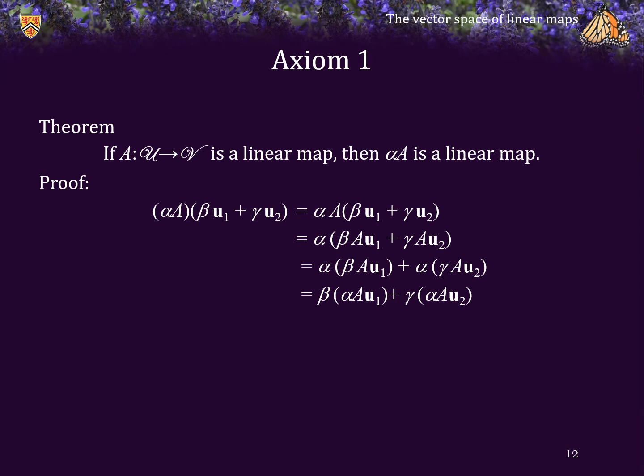All right, but wait a second. Alpha times A applied to U1 is the definition of alpha A applied to U1, and the same for the second. So now we see that yes, indeed, alpha A does distribute across a linear combination of vectors in U.